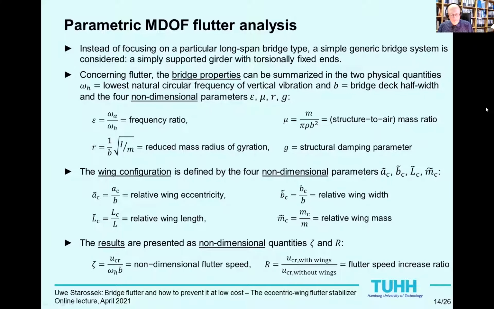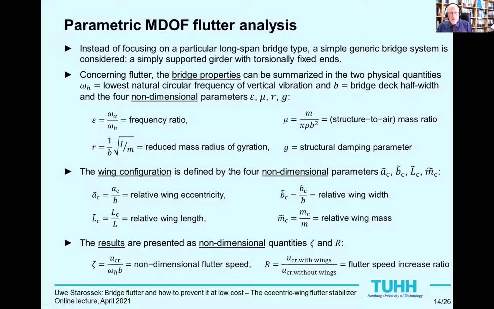With respect to flutter, the properties of a bridge can now be summarized in a limited number of parameters, which are the two dimensional quantities omega_h and b, that is the lowest natural circular frequency of vertical vibration and the bridge deck half-width, and four non-dimensional parameters, which are epsilon, the ratio of the first torsional and vertical natural frequencies of the bridge, mu, the structure to air mass ratio, r, the reduced mass radius of gyration, and g, the structural damping parameter.